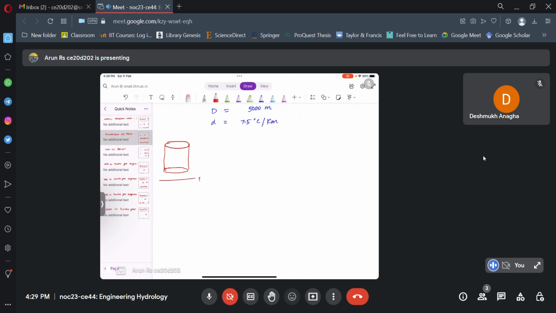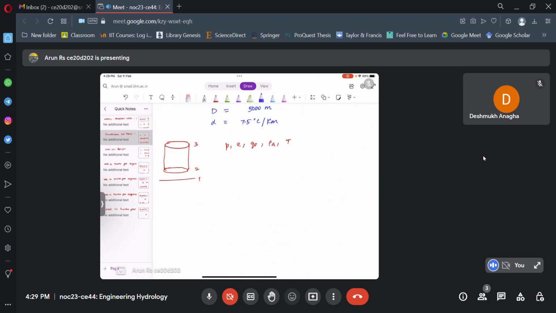So this is the first zone, this is the second zone, and this is the third zone, and we need to determine the parameters: pressure, saturation vapor pressure, specific humidity, density of dry air. Then we need to estimate the temperature. These are the parameters which are required. So we are going to estimate all these parameters.